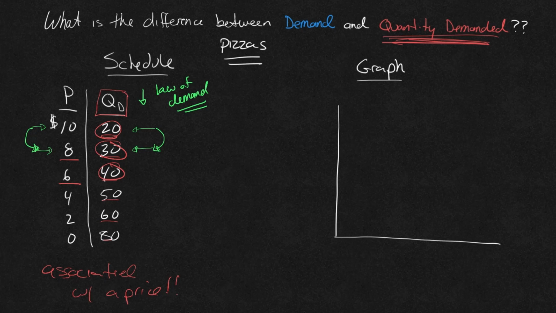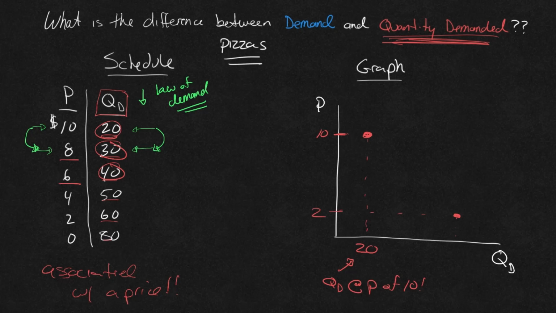So that tells me that if I'm looking at my graph over here to the right, here is my price versus my quantity demanded. Each one of these points, when the price is $10, I see this is going to go over here to 20. This is my quantity demanded at a price of 10. So that is a quantity demanded. Let's go way down here to 2, right? We know that at 2, we see 60. This is another quantity demanded.